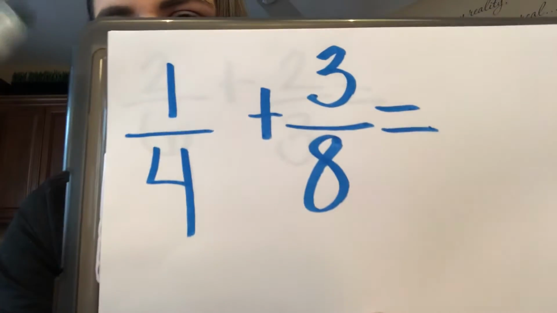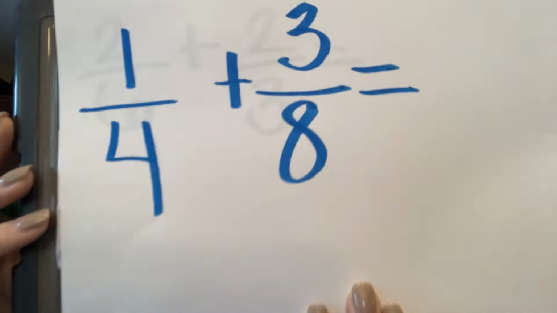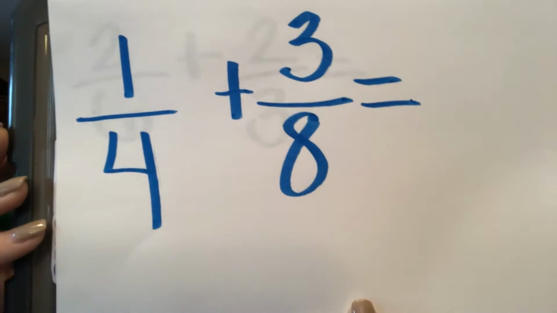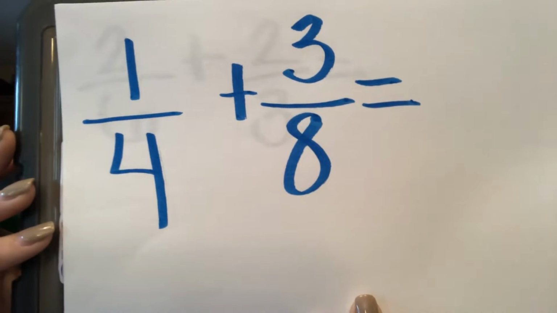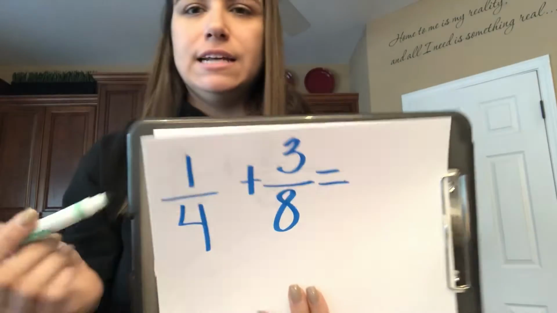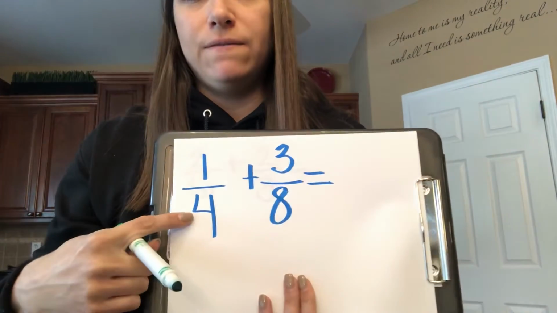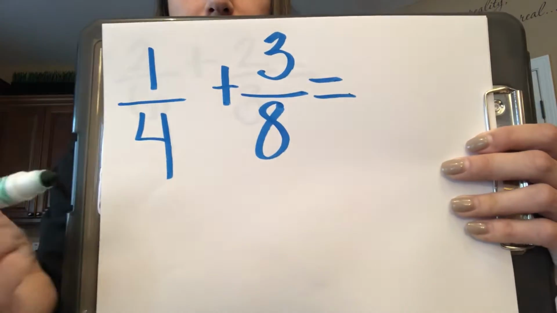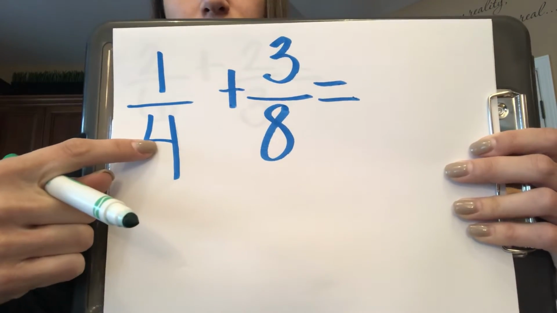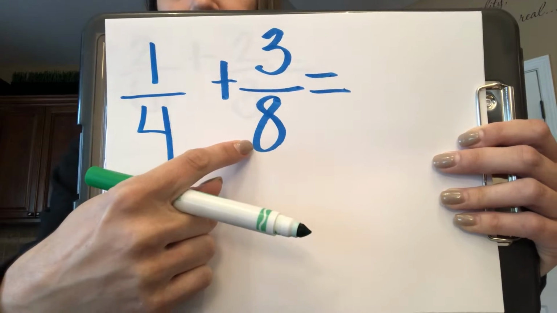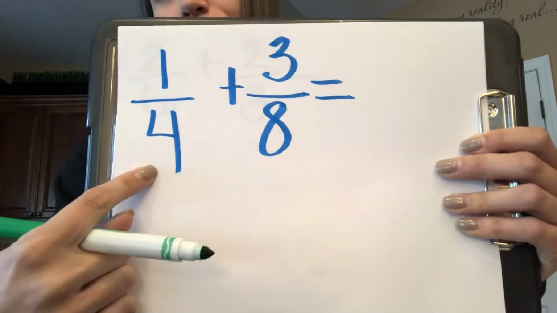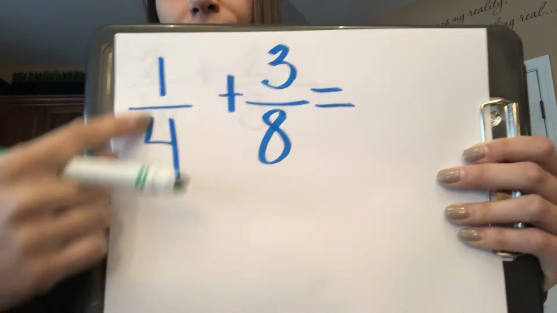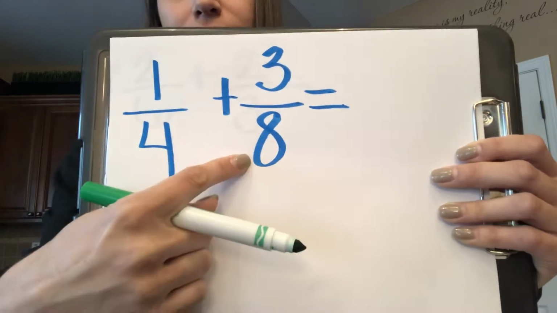So the first one you have is 1/4 plus 3/8. So go ahead and pause your screen and solve. All right, so as you can see, the denominators are different. We have 8ths and we have 4ths. So I need to change them to be the same. So I know that I can multiply something times 4 to get 8. So that way I know that I only have to change one of them. So I'm going to change 1/4 to make the denominator 8.